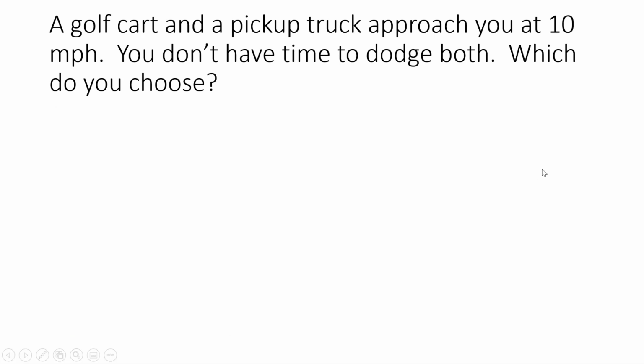So I'll start with a question. A golf cart and a pickup truck are approaching you, both at 10 miles an hour. You don't have time to dodge both. Maybe you're stuck inside of a narrow tunnel and there's nowhere to go. Which do you choose to get hit by?